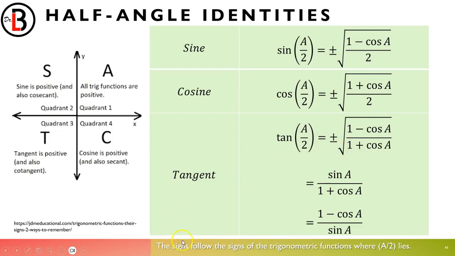Do take note that the signs follow the signs of the trigonometric functions where the half angle, a over 2, lies. Just to recall, in the first quadrant, all trig functions are positive. For the second quadrant, it's sine and cosecant. For the third quadrant, it's tangent and cotangent that are positive. And for the fourth quadrant, cosine and secant will be positive.